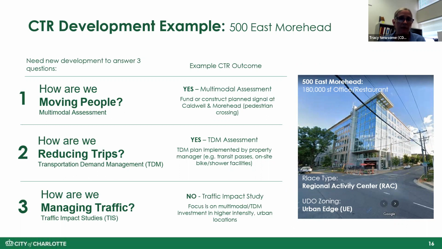When you look at how the CTR might be applied in this environment, the first, multimodal assessment, asks how are we moving people? Yes, in this case, this development would do a multimodal assessment. Here we're looking at known pedestrian needs in the area. There would be the ability to fund or construct a planned signal at Caldwell and Moorhead, which provides for safer and more convenient pedestrian crossing. So it's explicitly a multimodal improvement there.